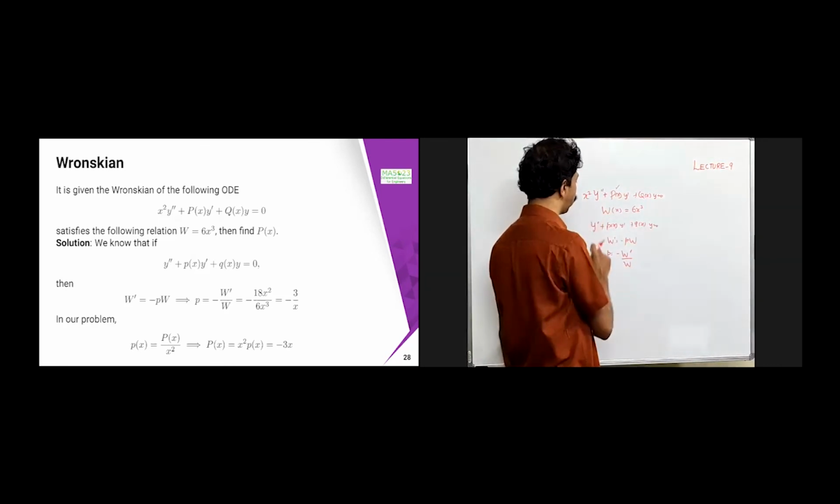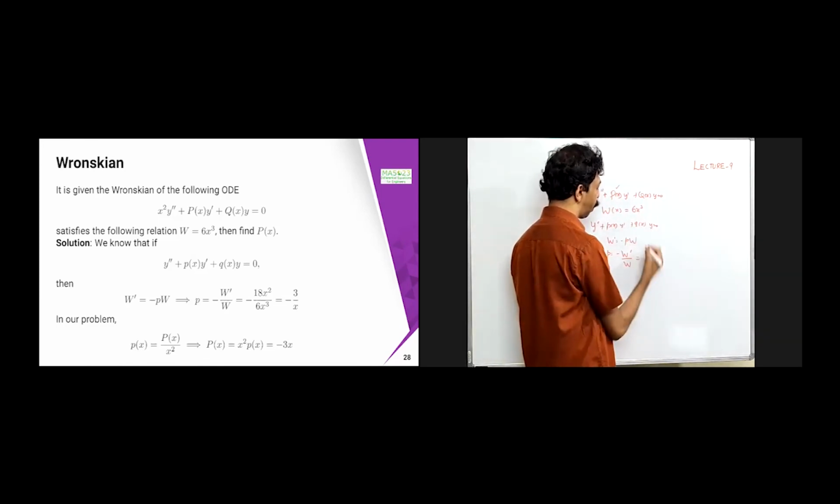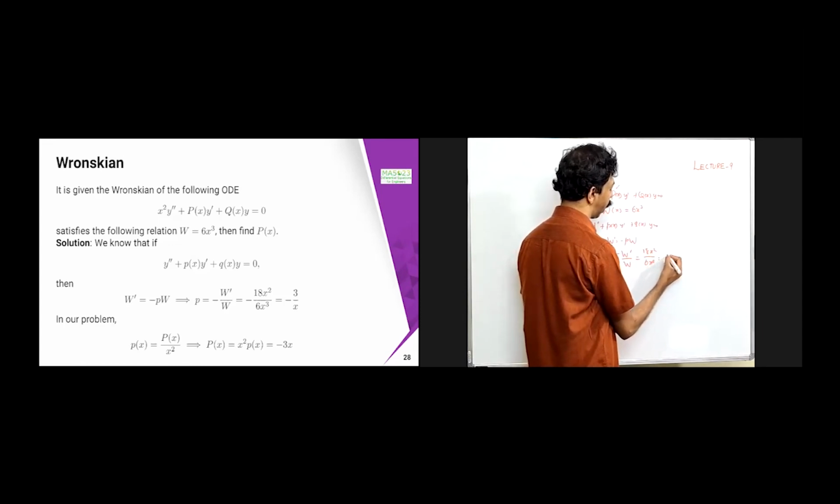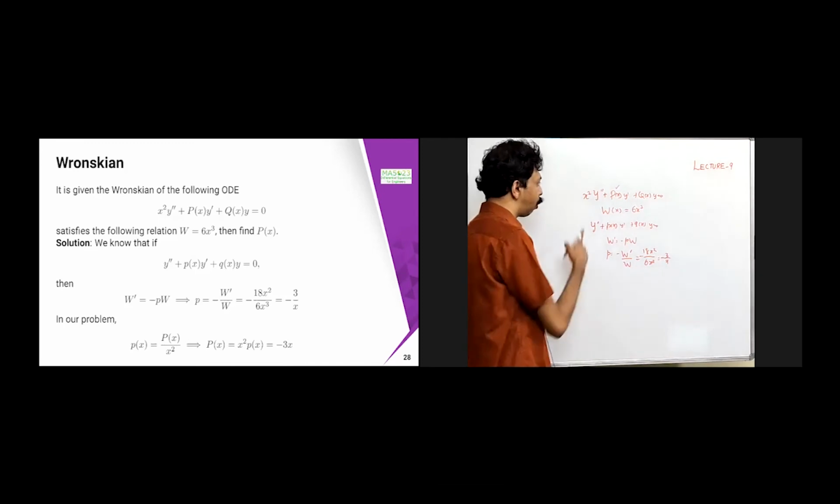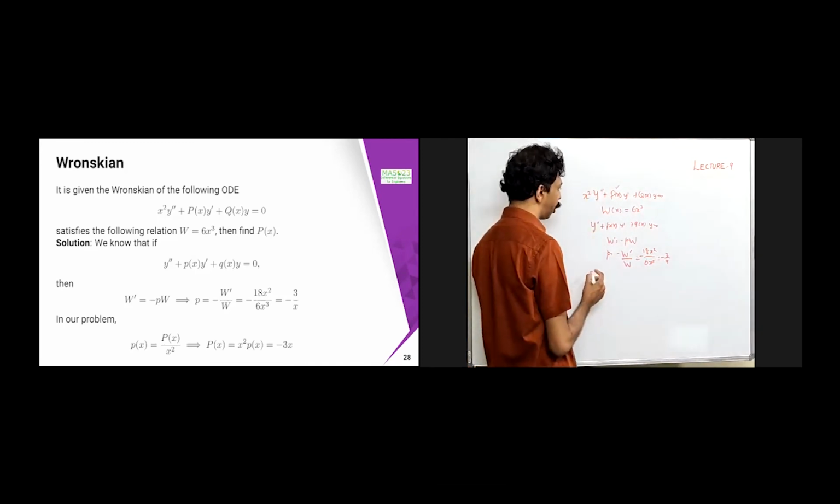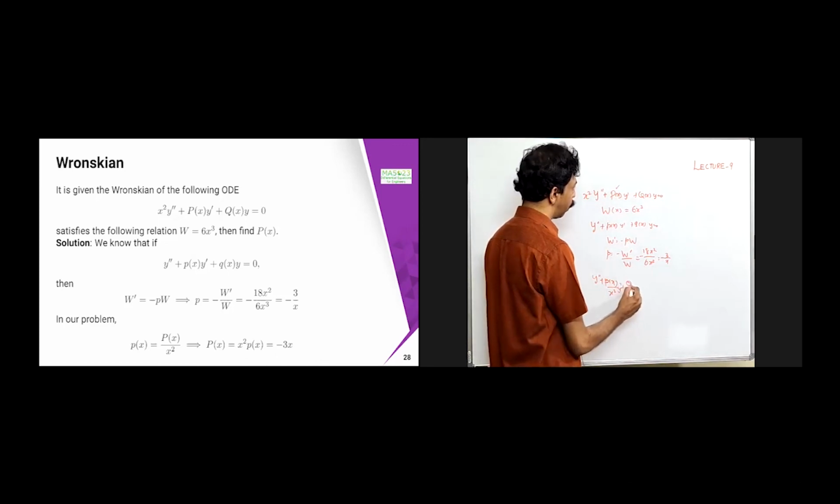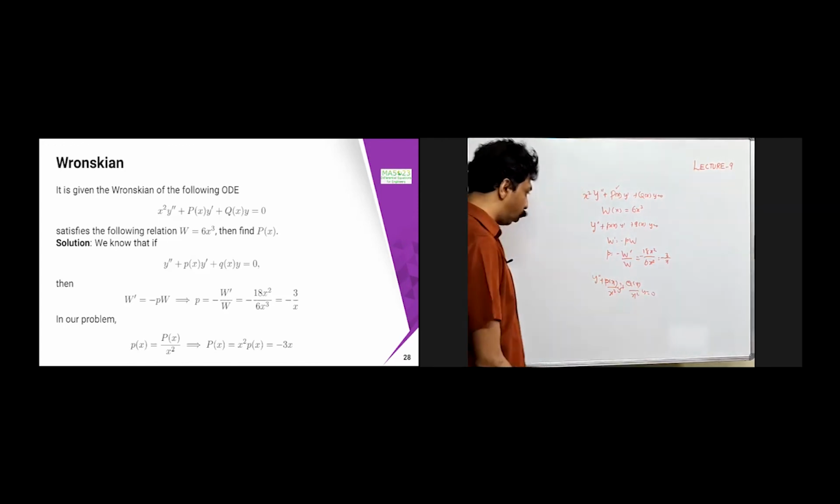First of all, we have to convert this problem into this format. So here it is going to become 18x square divided by 6x cube. Therefore, this is going to become 3 by x, and with the minus sign, minus 3 by x is there for P. Now we have to convert this problem into this format. Therefore, you are going to have y double dash plus capital P of x by x square into y dash plus q of x by x square into y equal to 0.